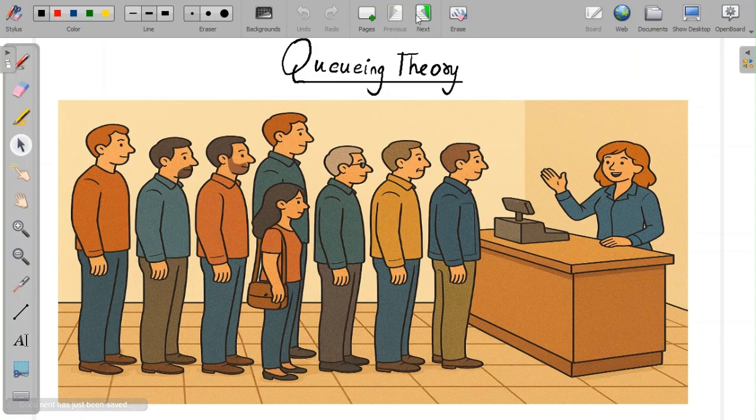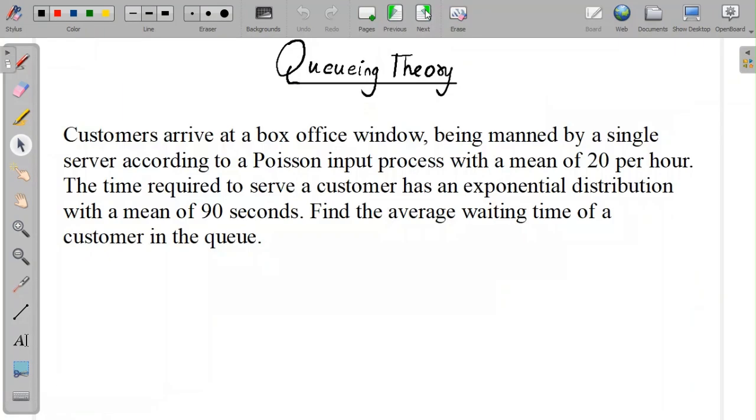We'll start with a simple problem, and through that we'll understand the various notations and the concepts involved. The question reads as follows: customers arrive at a box office window being manned by a single server according to a Poisson input process with an average of 20 customers an hour. The time required to serve a customer has an exponential distribution with an average of 90 seconds, and we are expected to find the average waiting time of a customer in the queue.